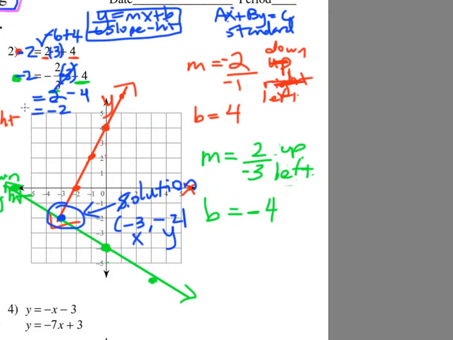And what do we have on this side? -2. So it works for this one and this one. Again, this is the only solution that works for both the red and the green. That's when x is -3 and y is -2. That is our solution, and we solved it by graphing.